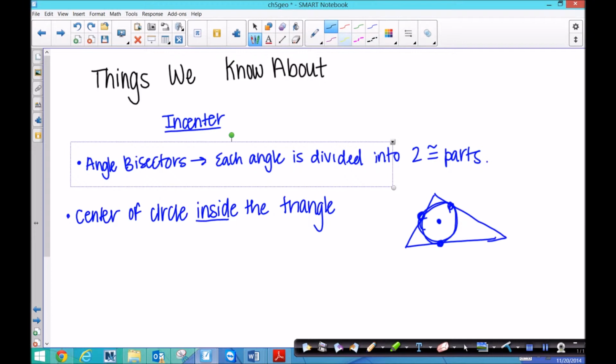And from this picture, we can see that if we connect our incenter to these points where our circle touched our sides, each of those is a radius. So that means that each of those segments is congruent. So we are equidistant from the sides of our triangle.